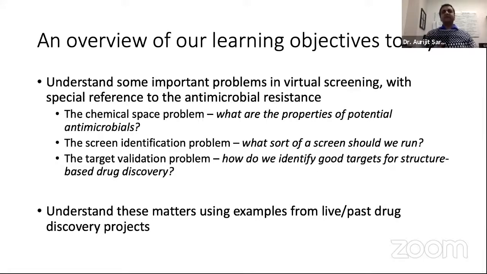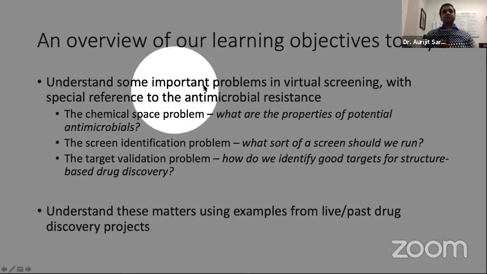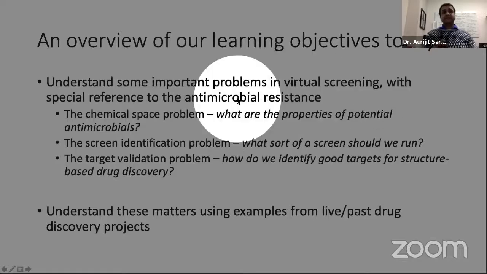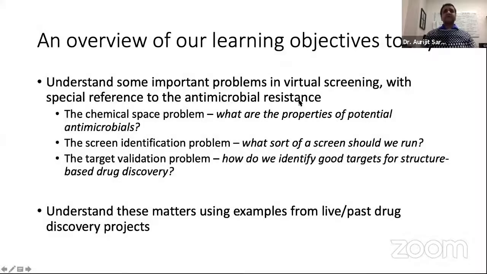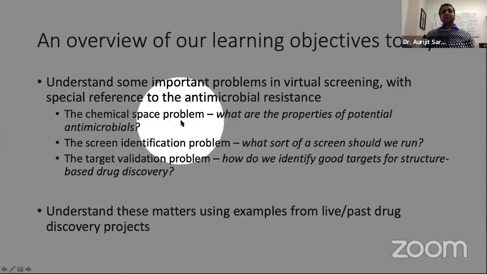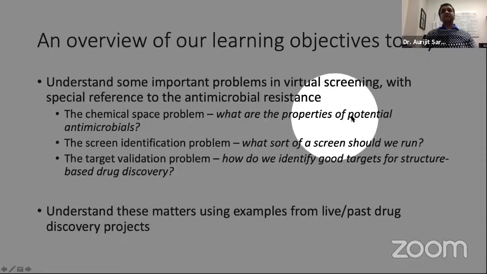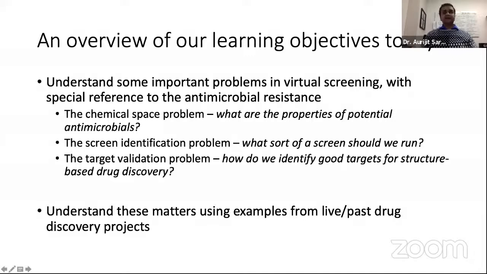So we have some learning objectives today. We will try to understand some important problems in virtual screening, particularly in reference to antimicrobial resistance. Specifically, these problems are the chemical space problem. So this is a fancy term, chemical space. What it means is, what are the properties of potential antimicrobials? This is a major problem today, and I'll introduce you to this problem, and I'll tell you certain steps that I have been taking in order to address this problem.